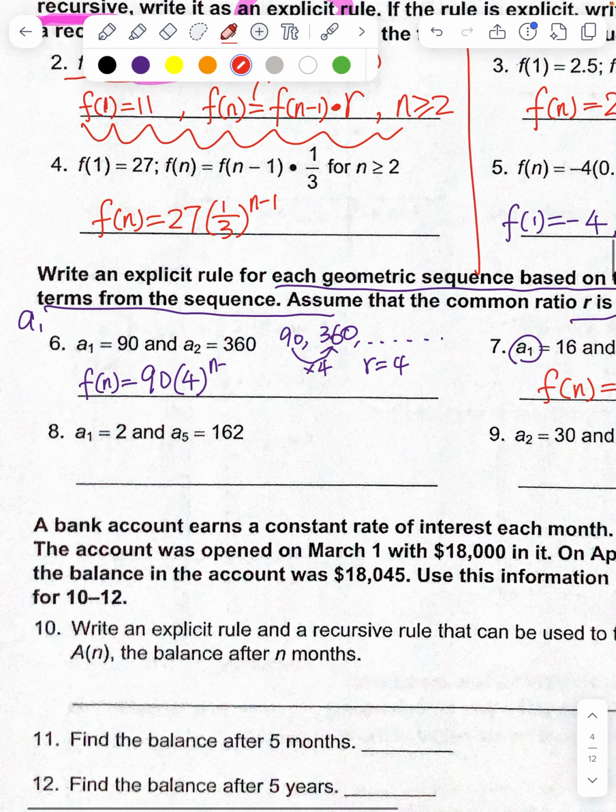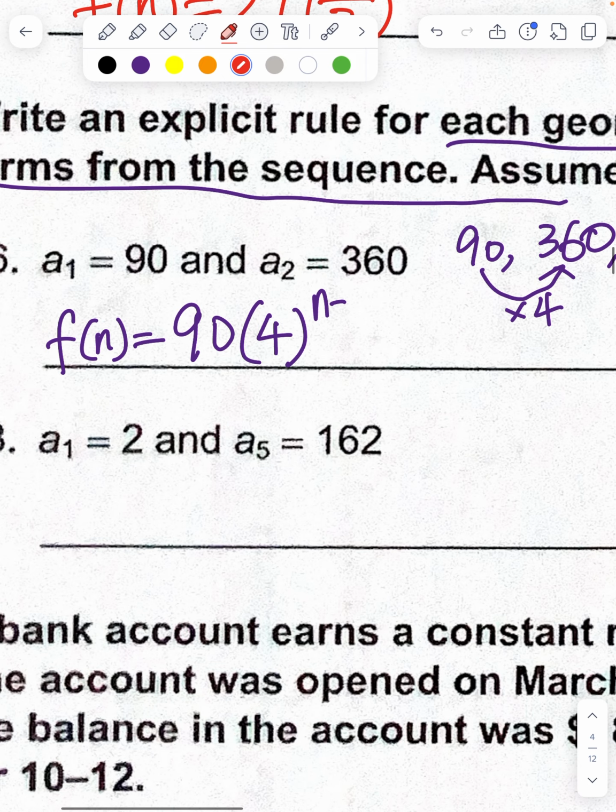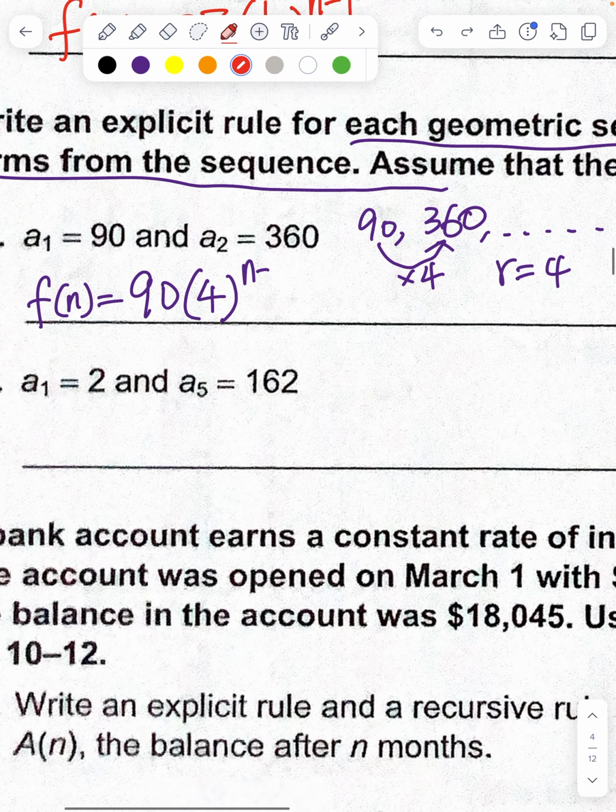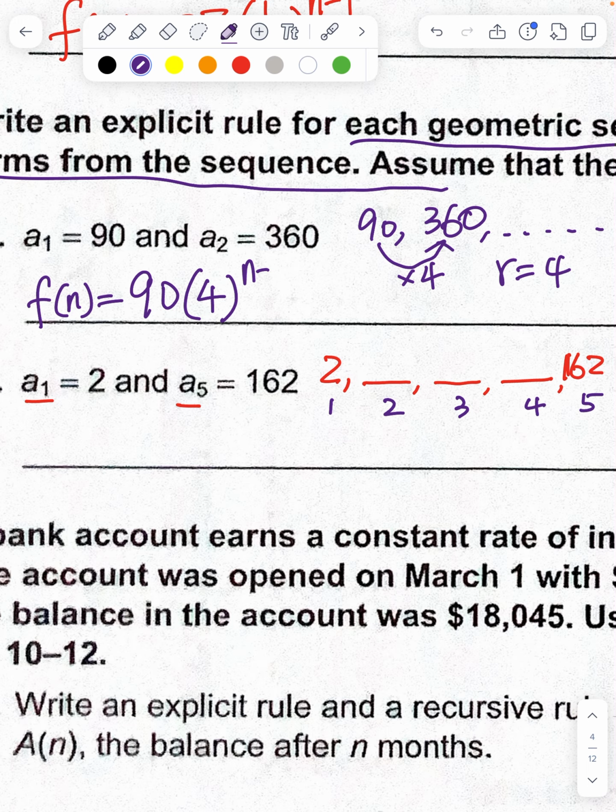It's a little tricky. Look at this one. The first term is 2. Let me write here: the first term and the fifth term. Oh my God, there are 3 numbers missing between. So 2, the first term, second, third, fourth, and then 162. This one is tricky. n equals 1, so this is 1, 2, 3, 4, 5, right? Okay, got it.